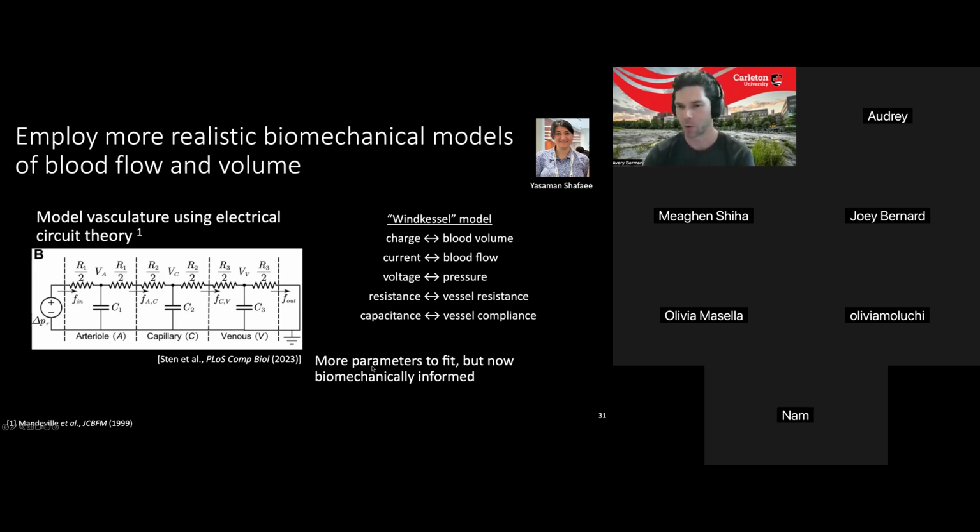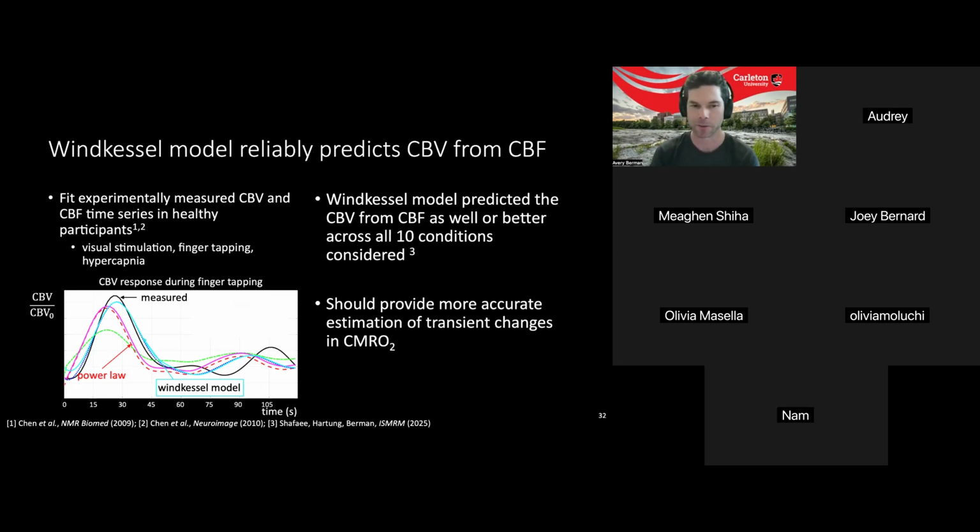Now we actually have a lot more parameters to fit, like what are these resistances and capacitances? And if we wanted, we could do this for arteries, capillaries, veins, different categories of vessels. We don't have to do that. But now this is much more biomechanically informed than just this power law. So we wanted to test how this model fits, and we also compared several models.